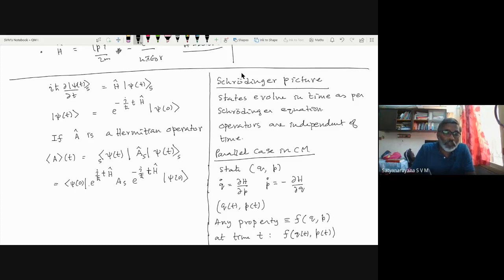Now I can as well define a new operator which depends on time and then keep the states independent of time. So let us define A_H(t) as an operator, A_H(t) is equal to e to the power i by h cross H t, A_S is the Schrodinger operator which is independent of time, times e to the minus i by h cross H t.